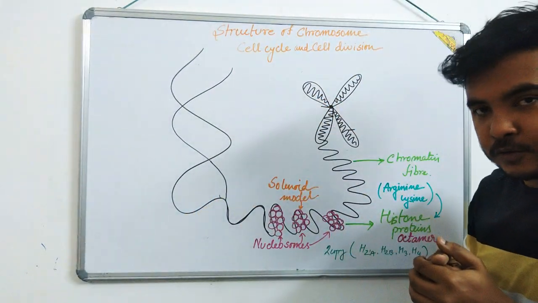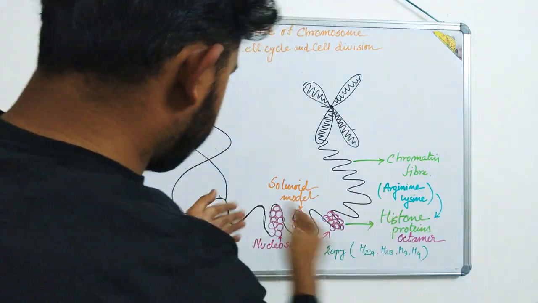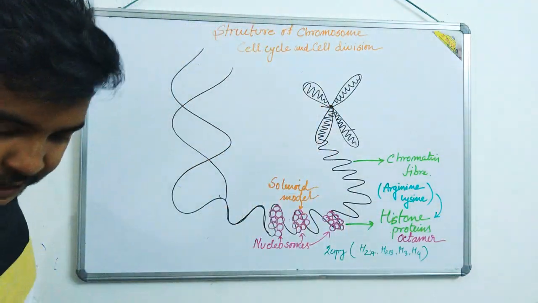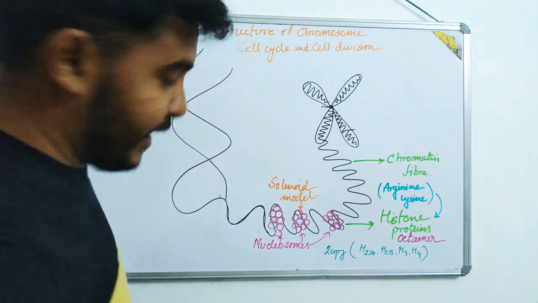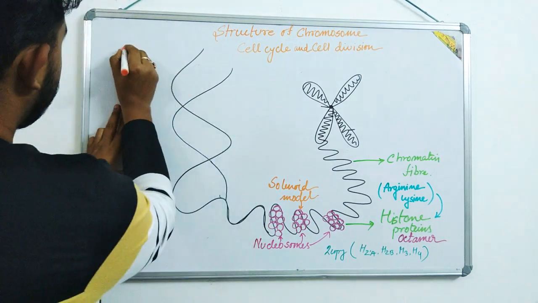of this chromosome. Okay. Now, as this chromatin fiber is now loosened up, here you can see these are two helix. Okay, two staircase like structure. These are two helix.